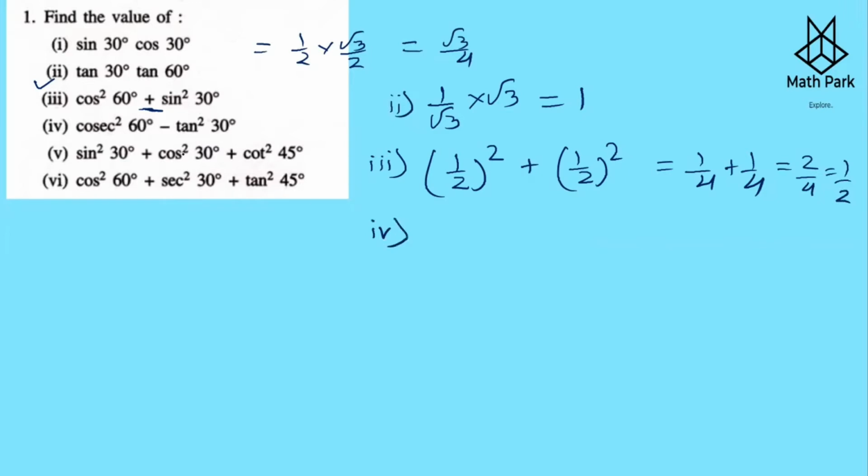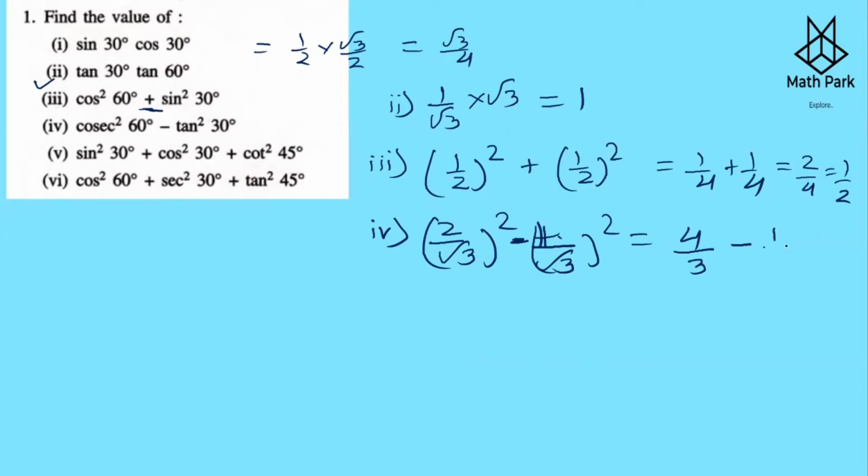We start with the fourth one. It is cosec square 60. So cosec 60 is 2 upon root 3. So 2 upon root 3 and then the square of that, minus tan square 30. So tan 30 is 1 upon root 3 and it is the square of that. So square of this 2 upon root 3, 2 square is 4 and root 3 square is 3. So 4 upon 3 minus 1 upon root 3 square is 1 upon 3. 4 minus 1, we get 3 upon 3, which is equal to 1. So this is how we get cosec square 60 minus tan square 30 is equal to 1.